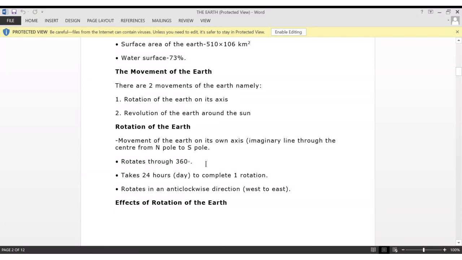So up to this point, I hope that I've not left any person behind, and I hope that everybody is following. So, the movement of the earth. Under the movement of the earth, we have two movements, whereby we have rotation and revolution.